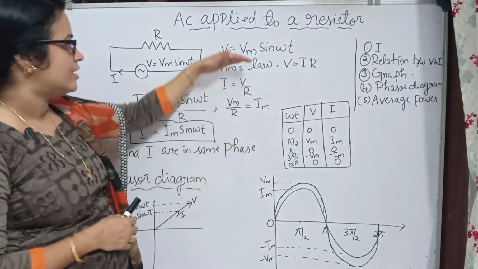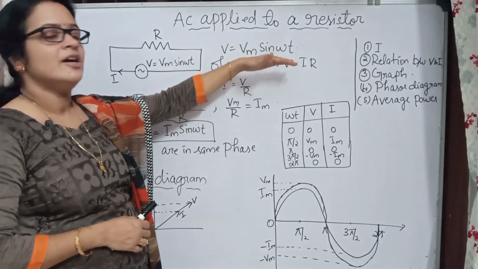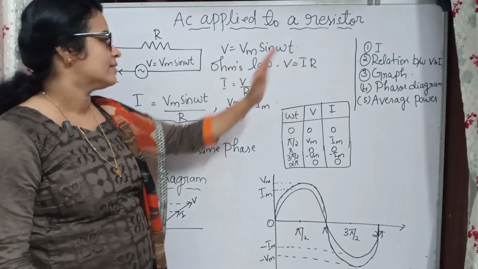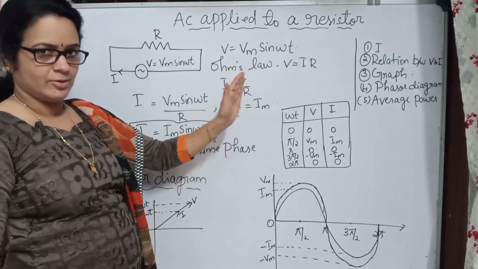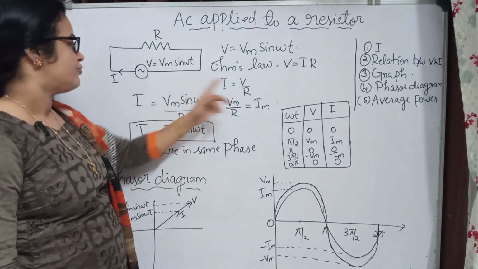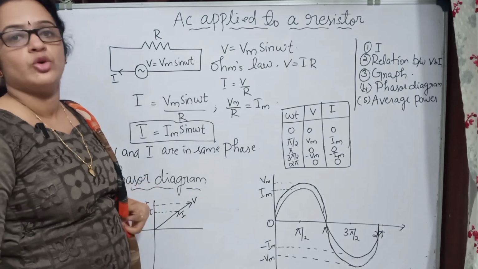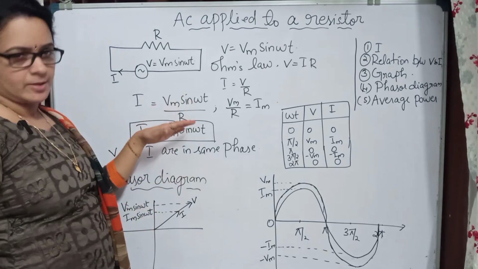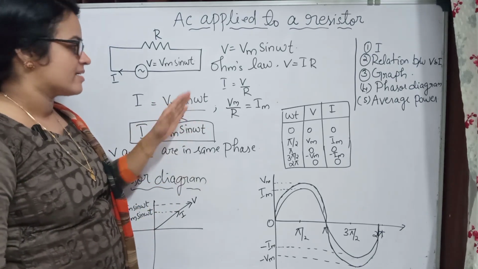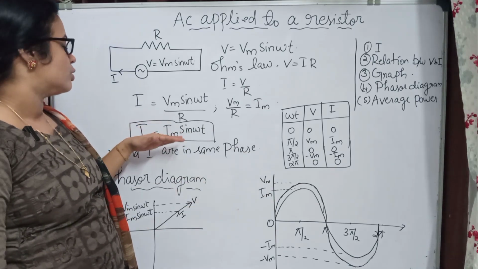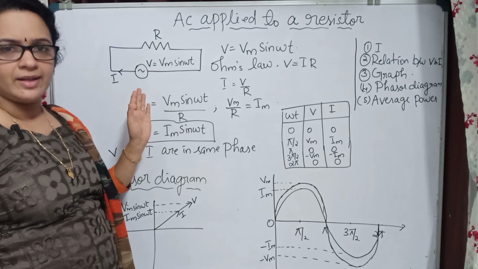So what we have to do here, voltage was there, then current we are finding by using Ohm's law. V is equal to IR, then I will be equal to V by R. Okay, then instead of V we can write Vm sin omega t, that is the instantaneous value of voltage, divided by R. So what we will get, Vm by R is equal to Im. So the equation for current will be I is equal to Im sin omega t.